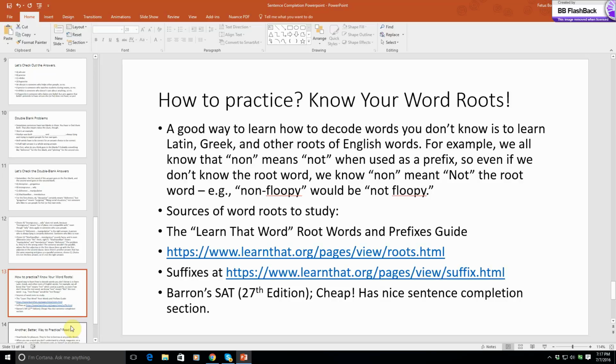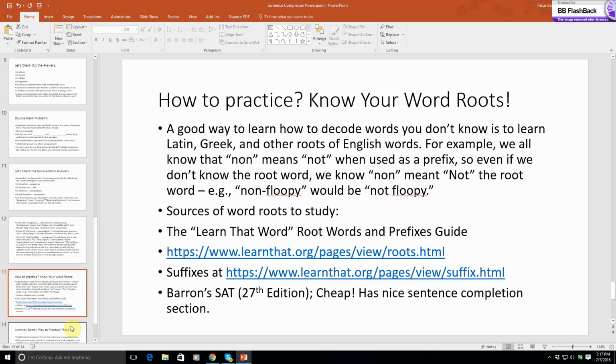So how do you practice this? One thing you can do is you can learn your word roots. A good way to learn how to decode words you don't know is to learn Latin, Greek, and other roots of English words. For example, we all know that non means not when it's used as a prefix, so even if we don't know the root word, we can know that non means not for the root word. For example, using my made-up word floopy, non-floopy, even if we don't know what floopy means, we can say, oh, okay, well, this must be something that isn't floopy. It's not floopy.